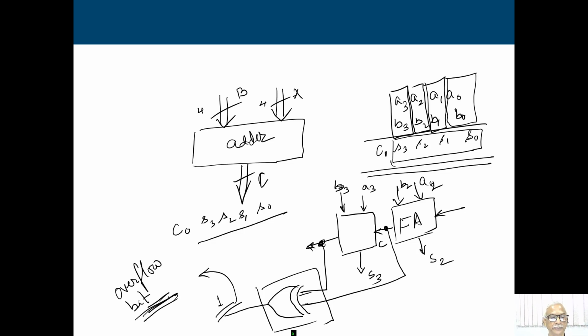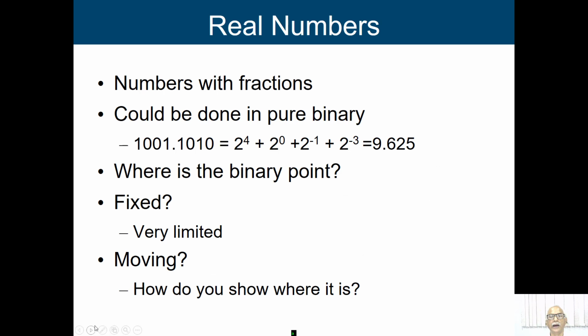If the overflow bit is 0, then we say that the result coming out from my adder circuit is correct, and if the overflow bit is 1, then we will say that whatever result you are getting from the adder circuit is not correct. It is going beyond our range. Okay. So, this is the way we can think about it.